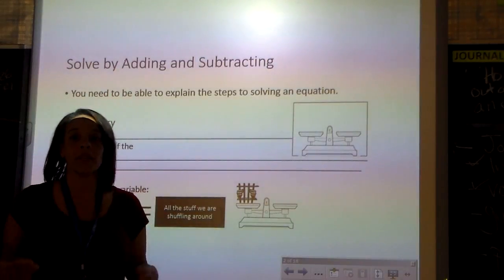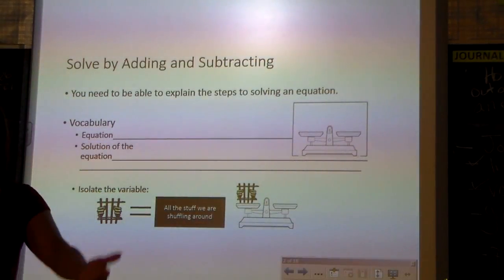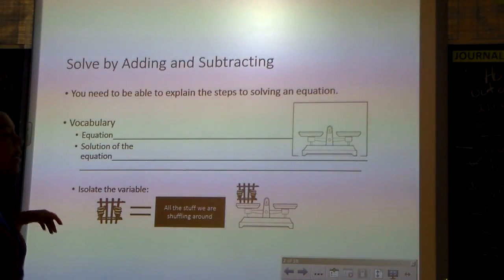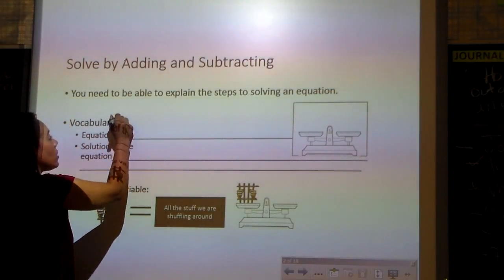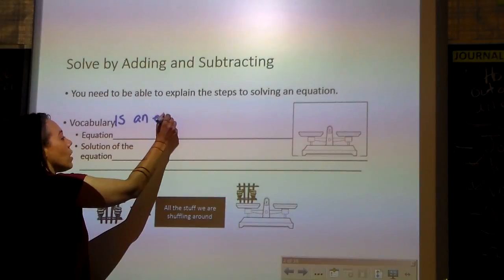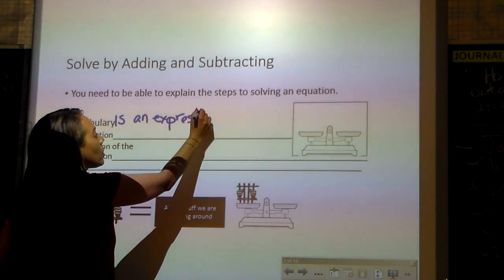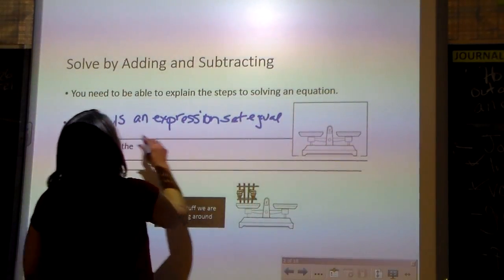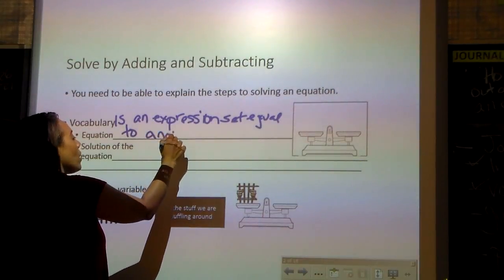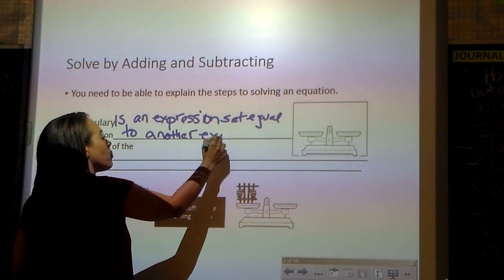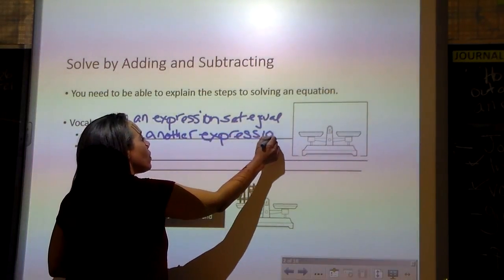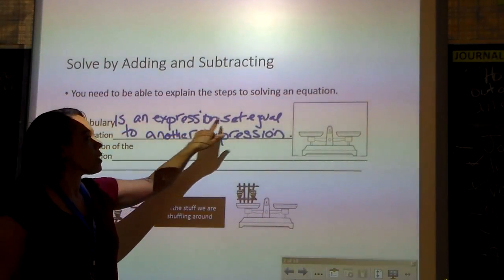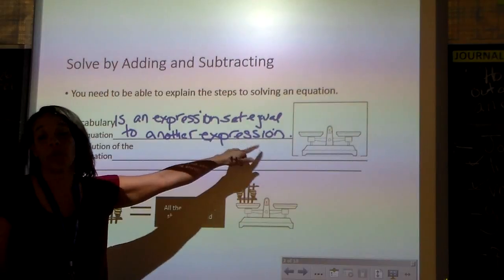I say that because there's going to be a few things that you see today that you may have already seen before. First thing we need to do is define what is an equation. So go ahead and write this in. An equation is an expression set equal to another expression. So that says an equation is an expression set equal to another expression.